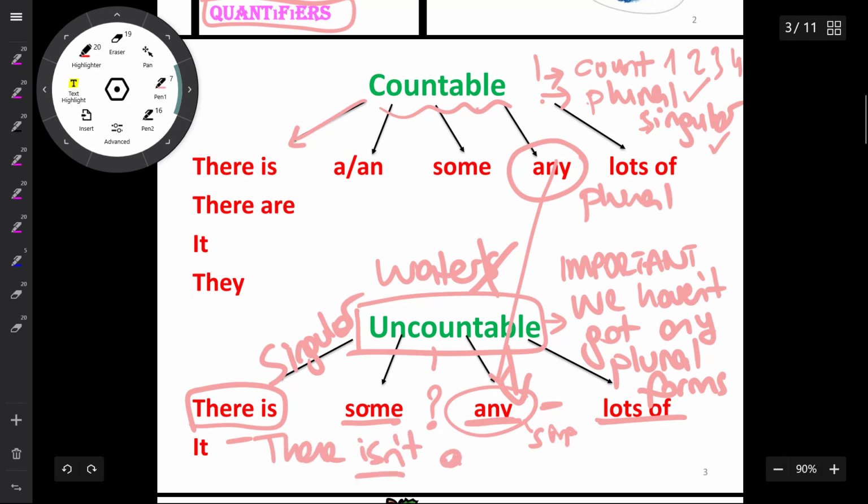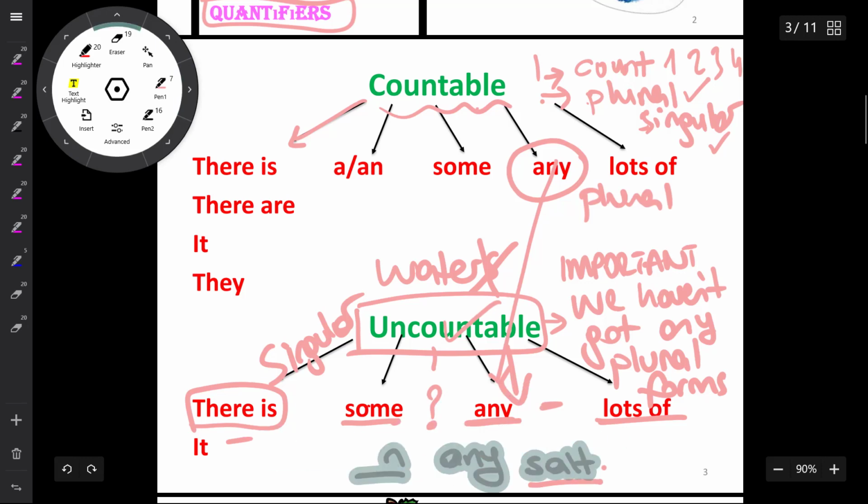There isn't any salt. Salt, uncountable. Yes? At any, we put any. Why? Because it is negative. What about question form? We use questions with any. We use any in the question form of the sentences.